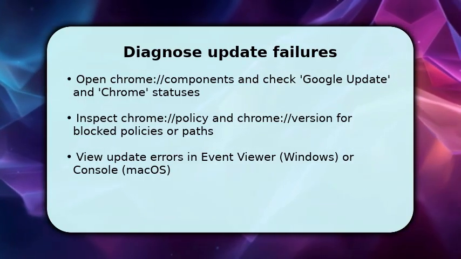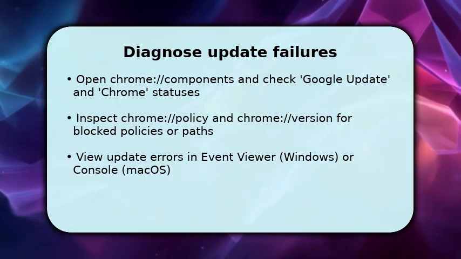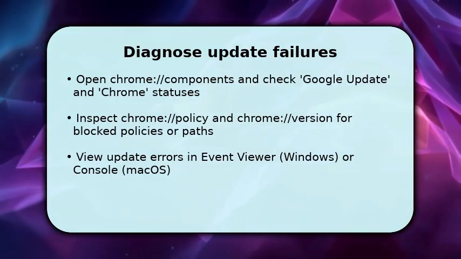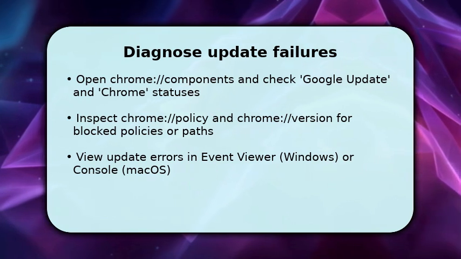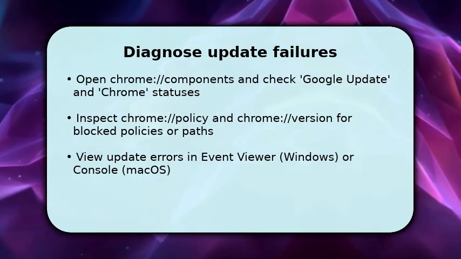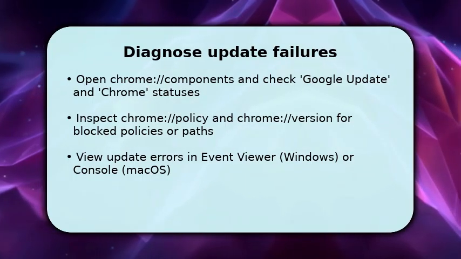updates. Next, open Event Viewer on Windows or Console on macOS and filter for Google Update or Keystone messages to capture precise error text. Make note of codes and messages so you can pick the correct fix in the final step.